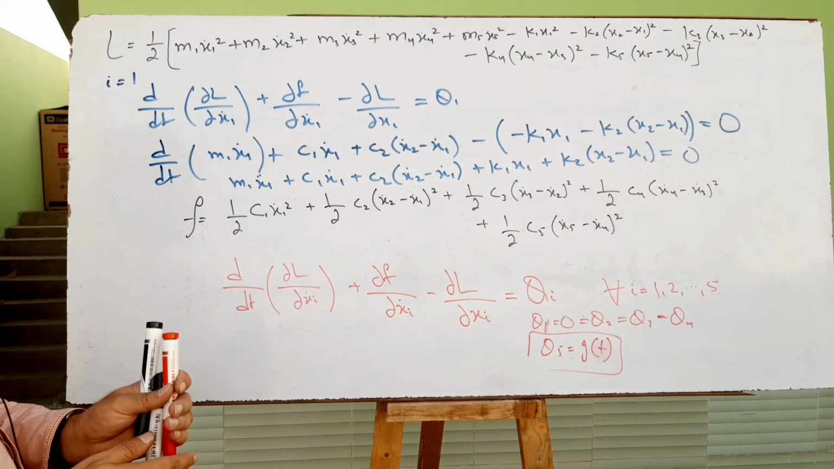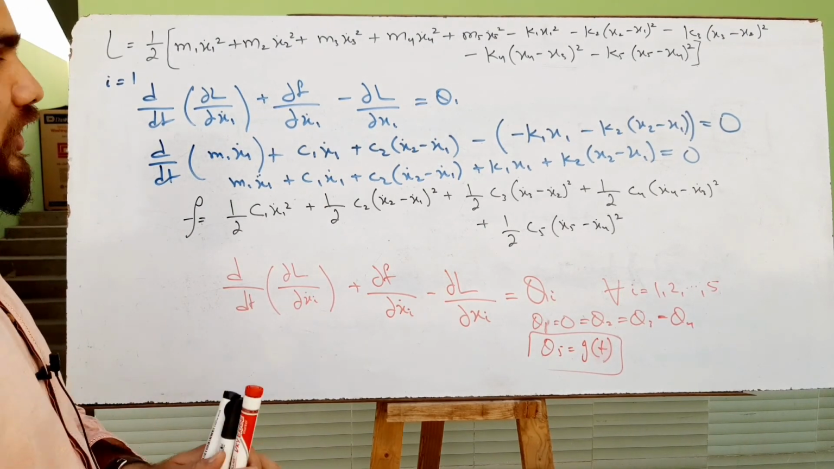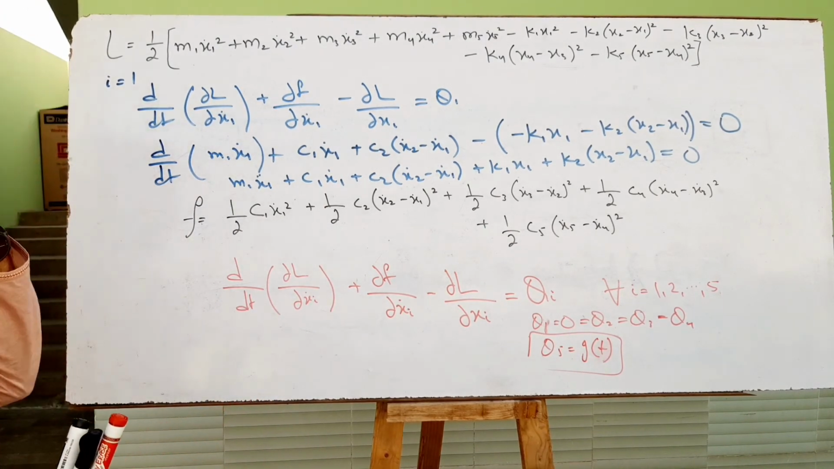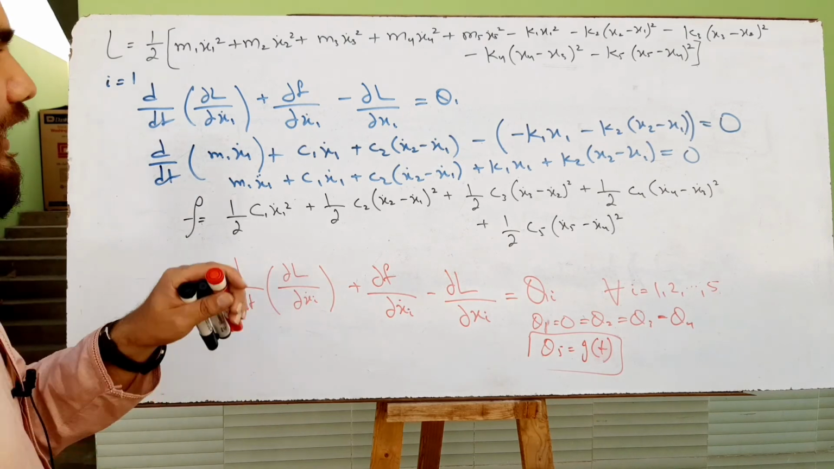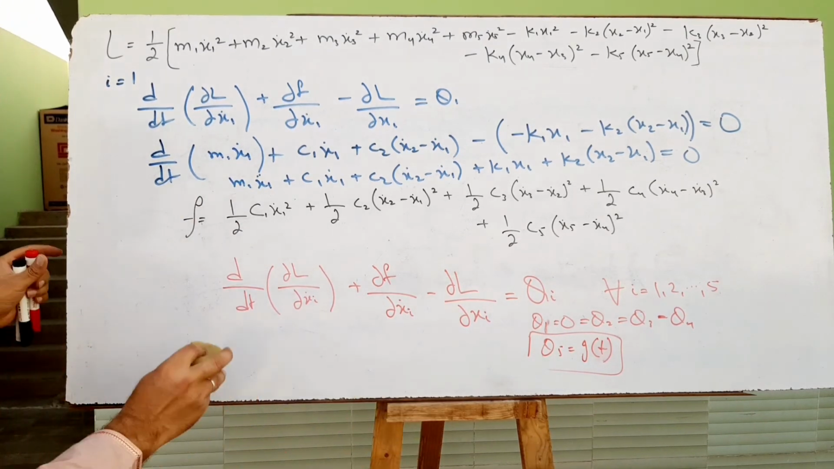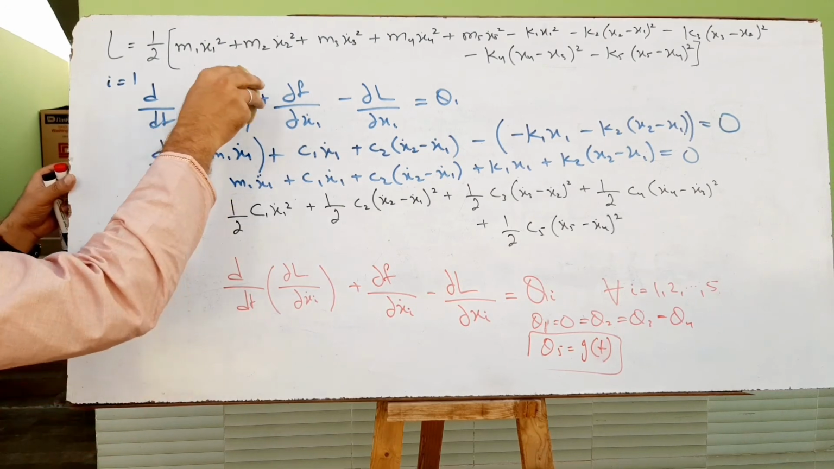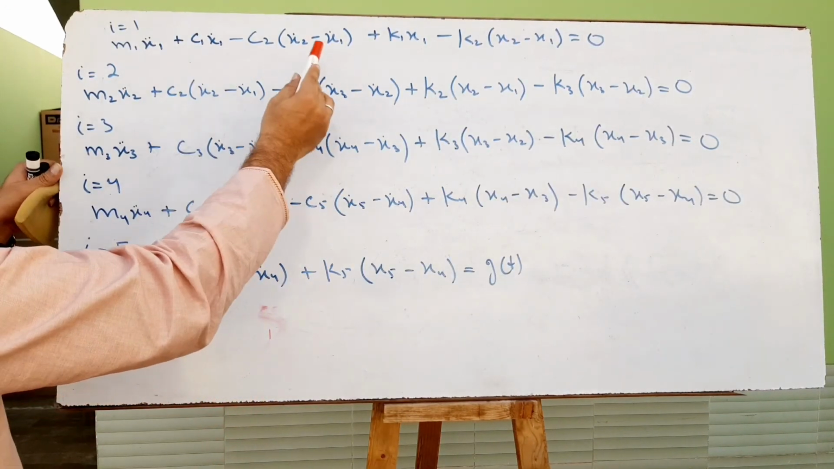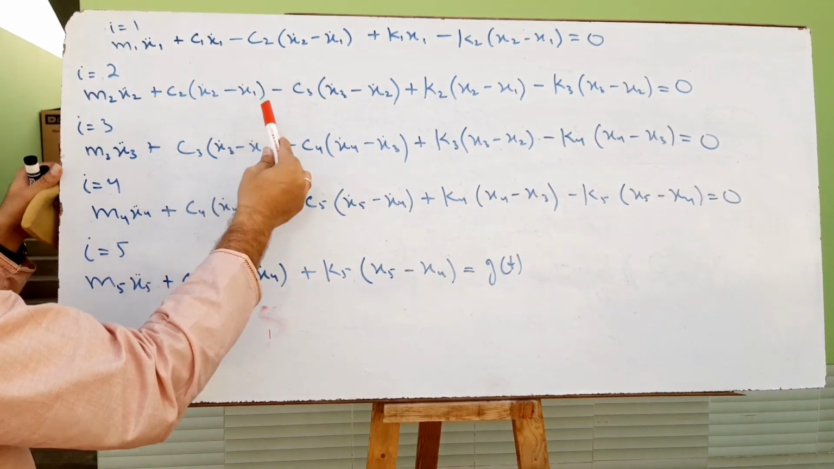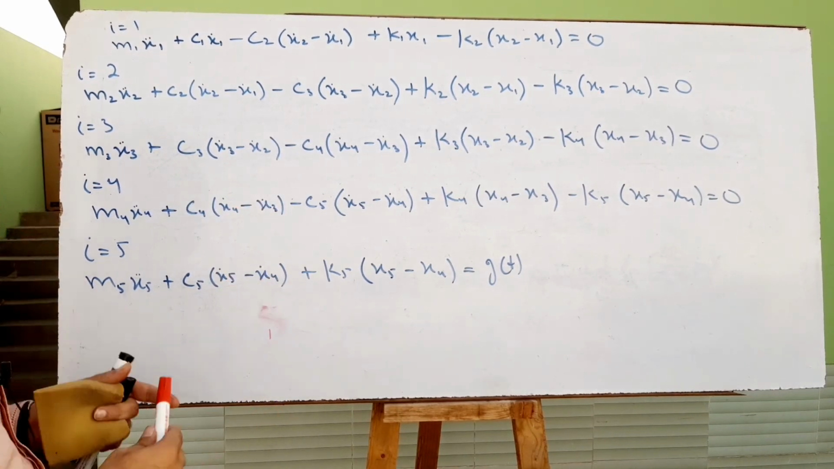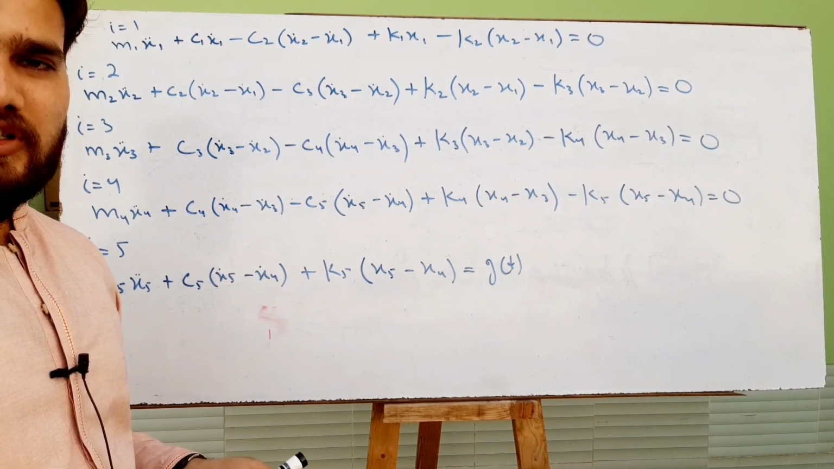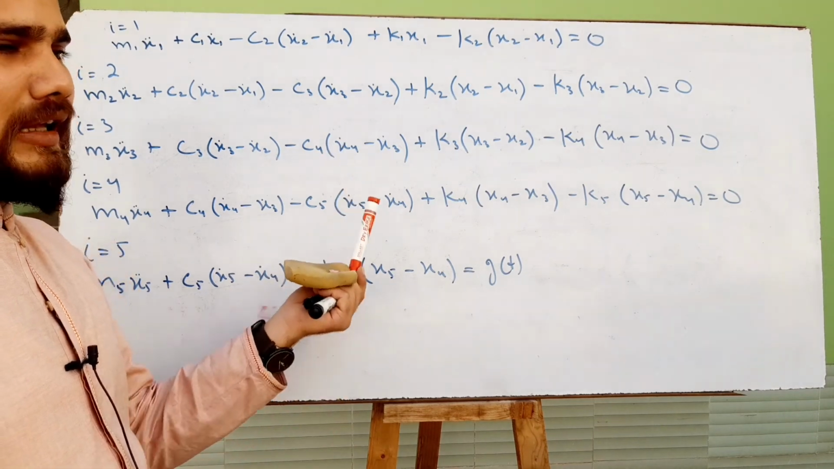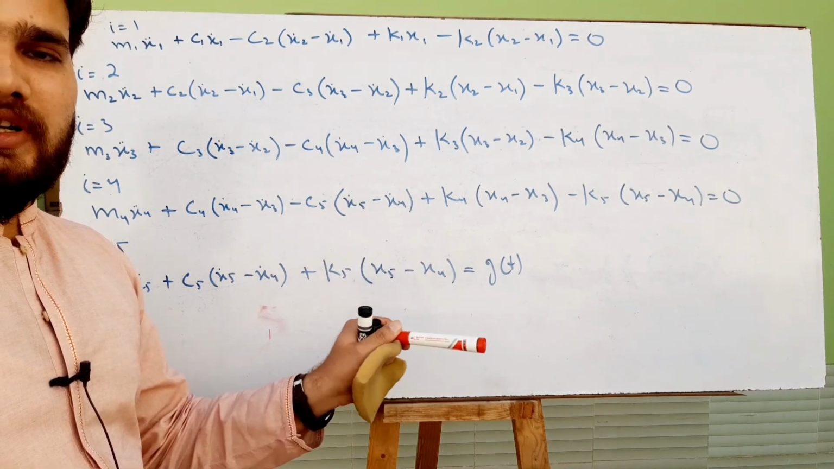Now similarly we can get the remaining 4 equations by putting i equals 2, 3, 4 and so on. Let me show you the remaining equations as well. For i equals 1 we have this equation, for i equals 2 we have this, then 3, 4, 5. This system of differential equations represents the mathematical model of the physical model which we showed before.